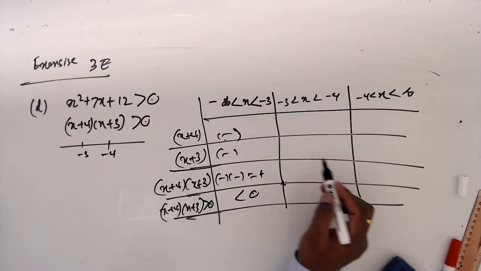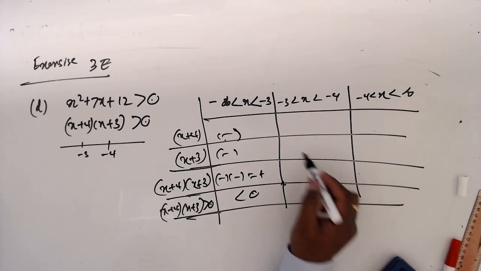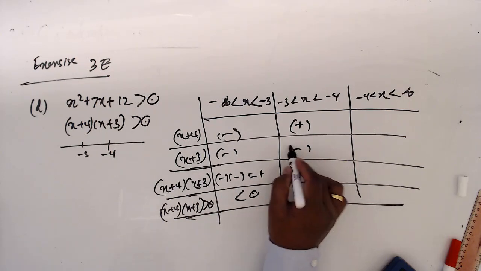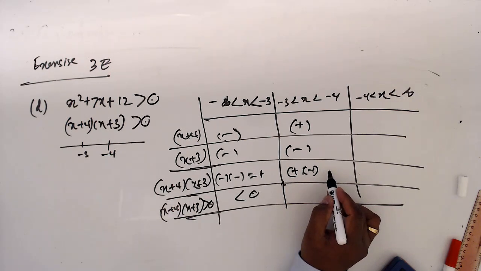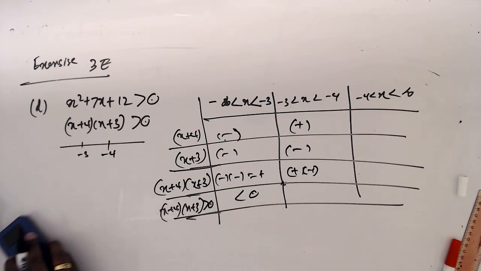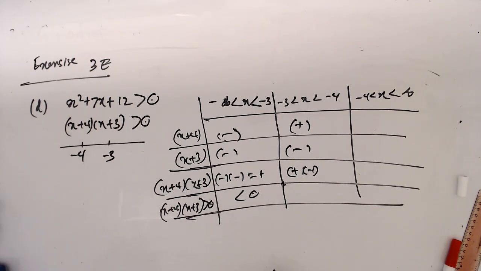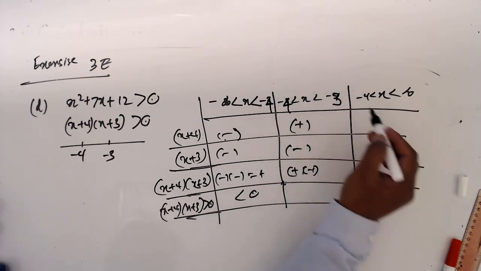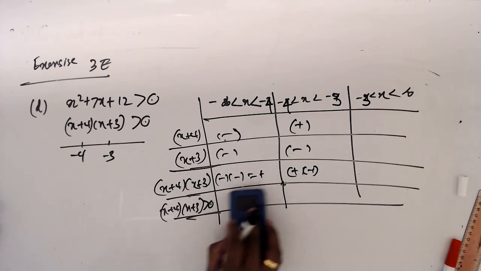And then in between minus 3 and minus 4, minus 3.5. When you put minus 3.5 plus 4, this is positive. This is negative. So positive times negative, actually, give me a second. So a bit of correction: minus 4 greater than minus 3, so this is going to be minus 4, this is minus 4, minus 3, and minus 3 greater than. Okay, we'll have to do it again.